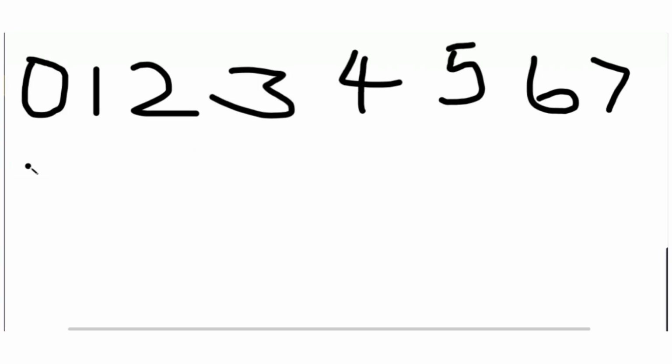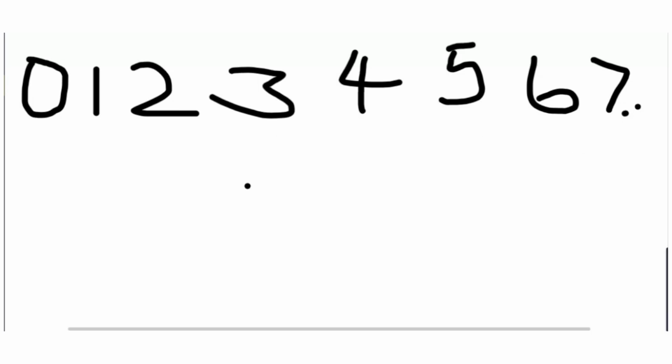Okay, first, what is an integer? An integer is just a number, like what we have here. We have 0, we have 1, 2, 3, 4, 5, 6, 7, and this goes on forever and ever, right? But that's not all integers are.